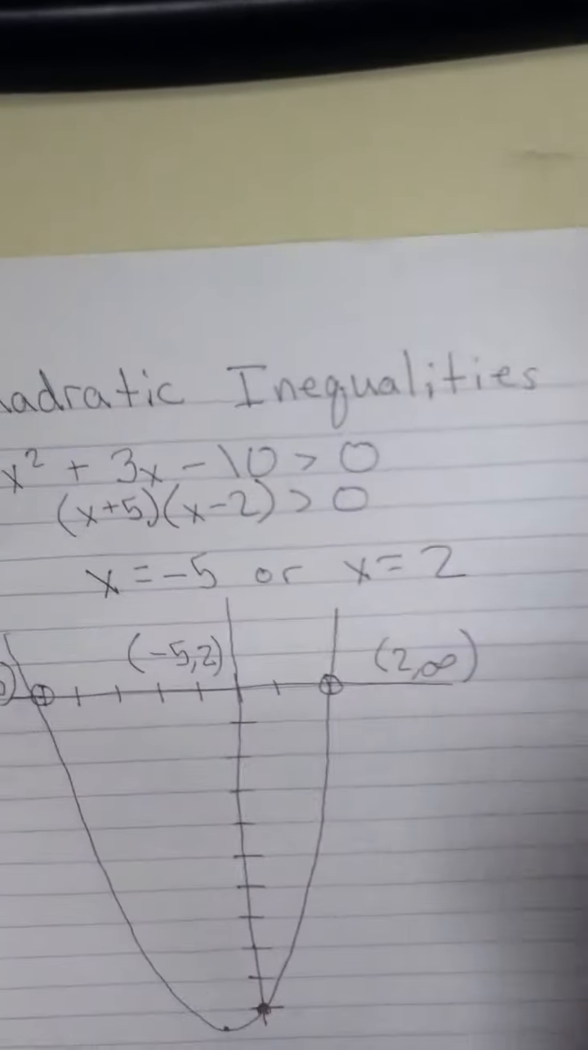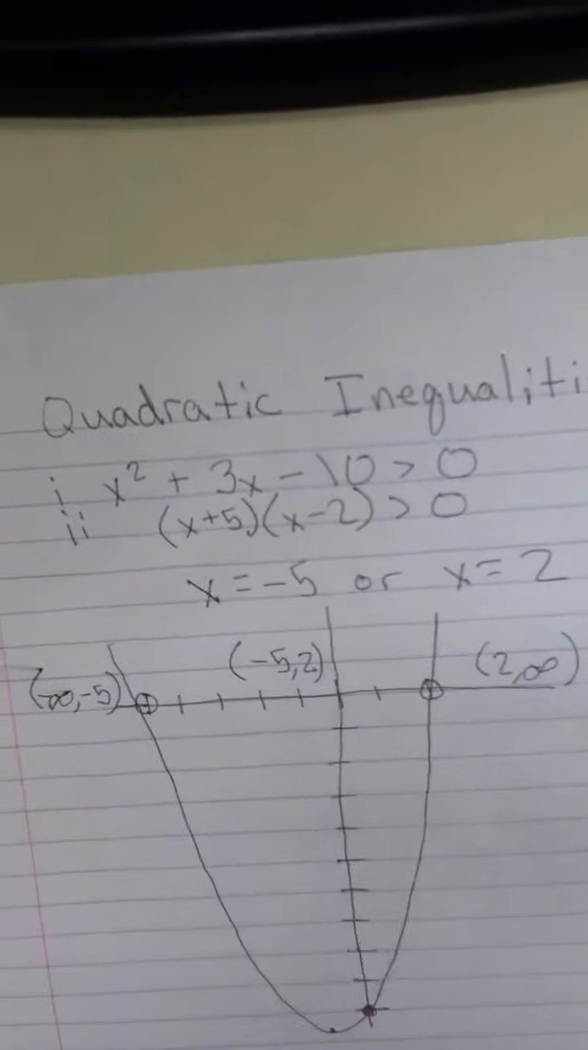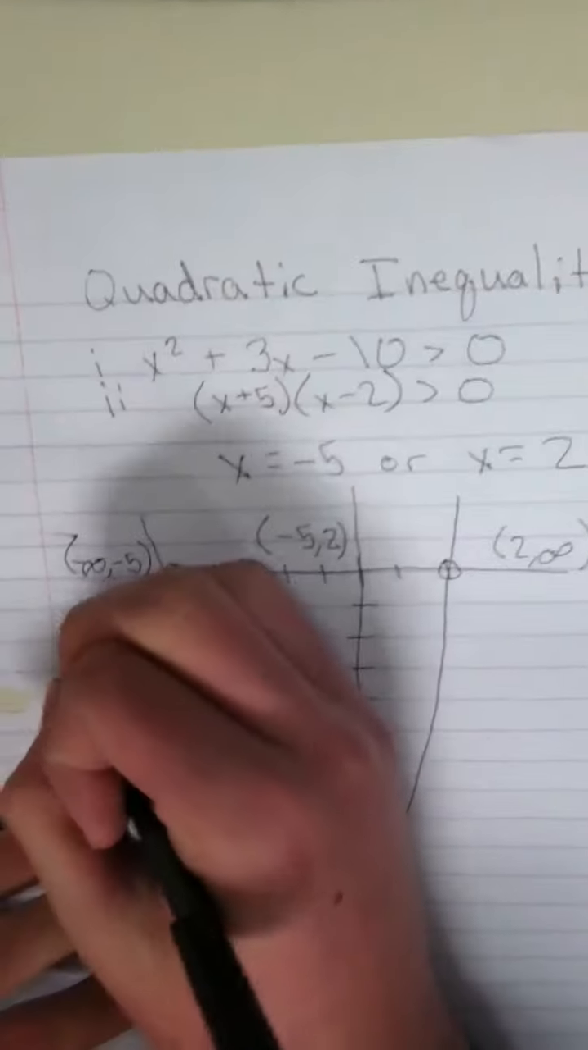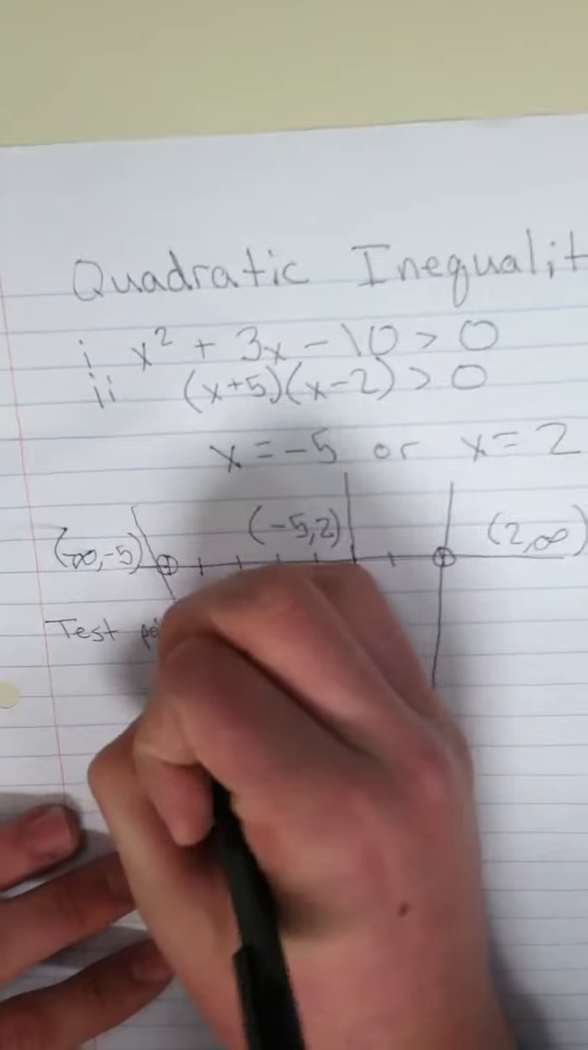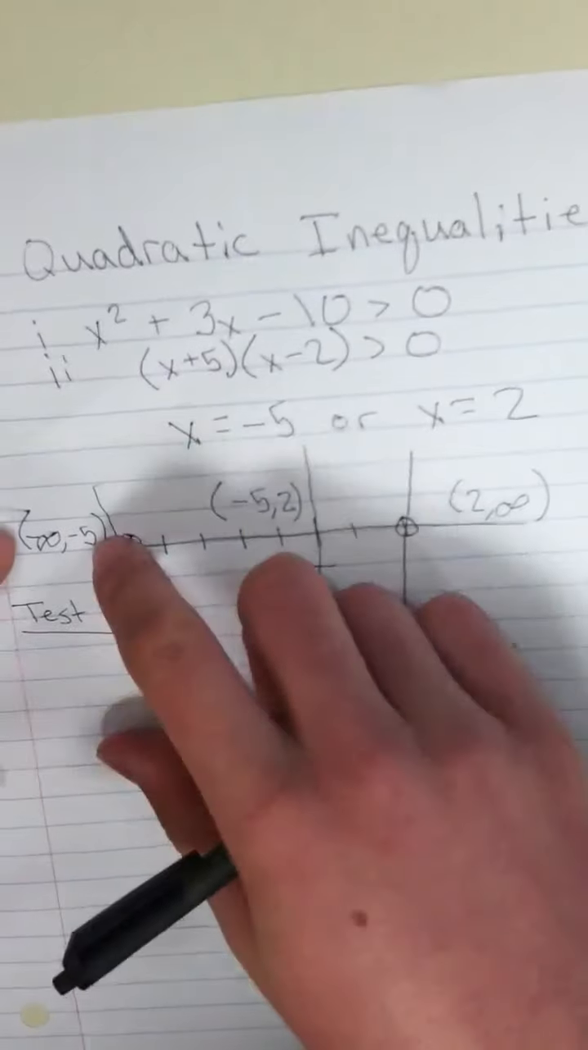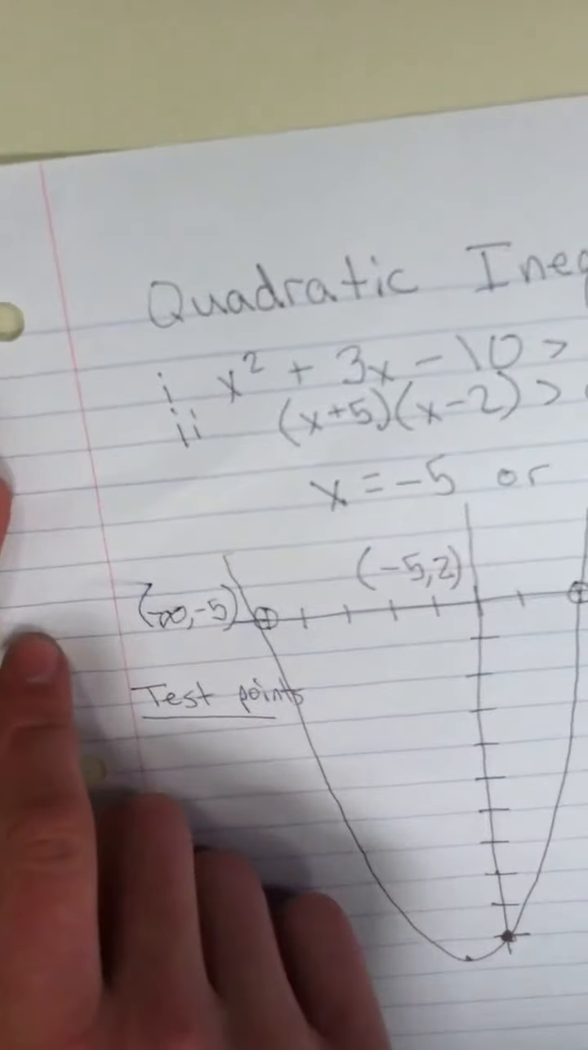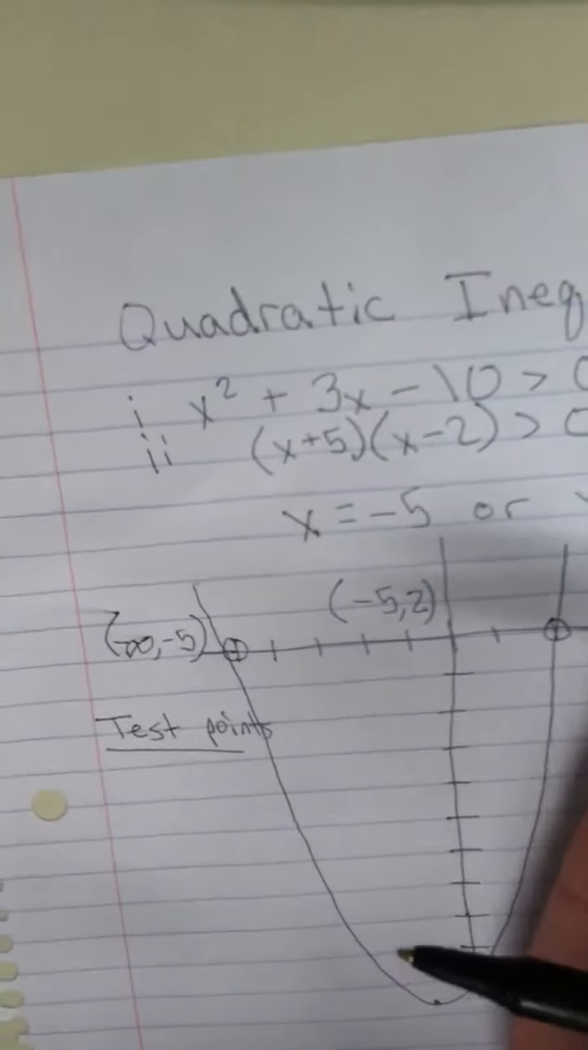So now I'm going to find out which one of these work. And I'm going to do that using test points. I'm going to use the f of x formula. So here I have my test points. I'm going to use this one first. And we're going to use just one number that is outside of negative 5. And I'm going to use negative 6 because that's the simplest.